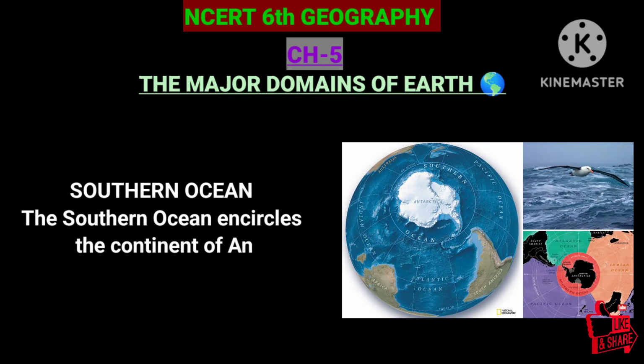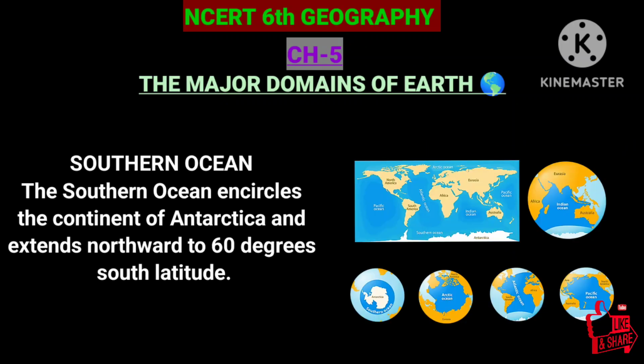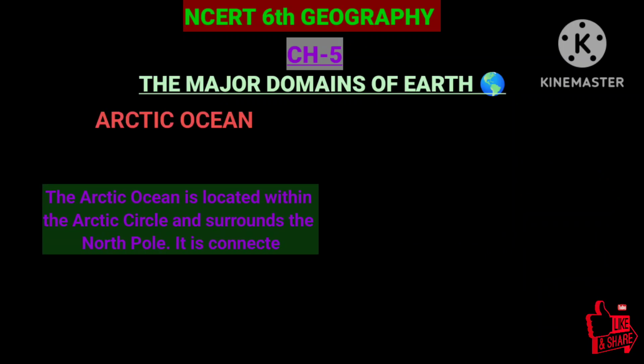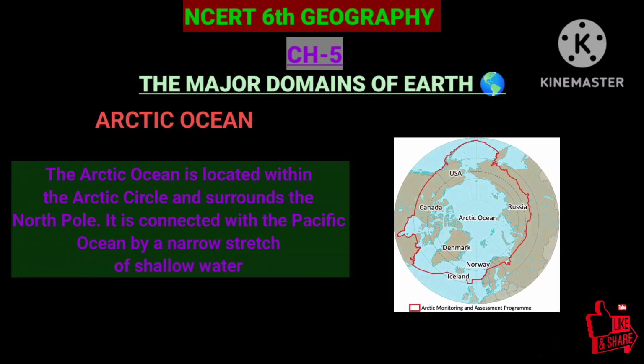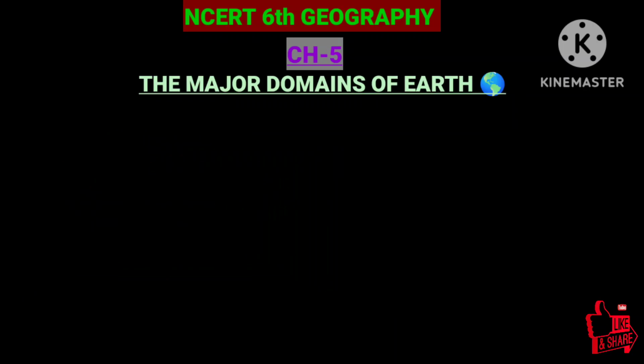Southern Ocean. The Southern Ocean encircles the continent of Antarctica and extends northward to 60 degrees south latitude. The Arctic Ocean is located within the Arctic Circle and surrounds the North Pole. It is connected with the Pacific Ocean by a narrow stretch of shallow water, known as the Bering Strait. It is bound by the northern coast of North America and Eurasia.